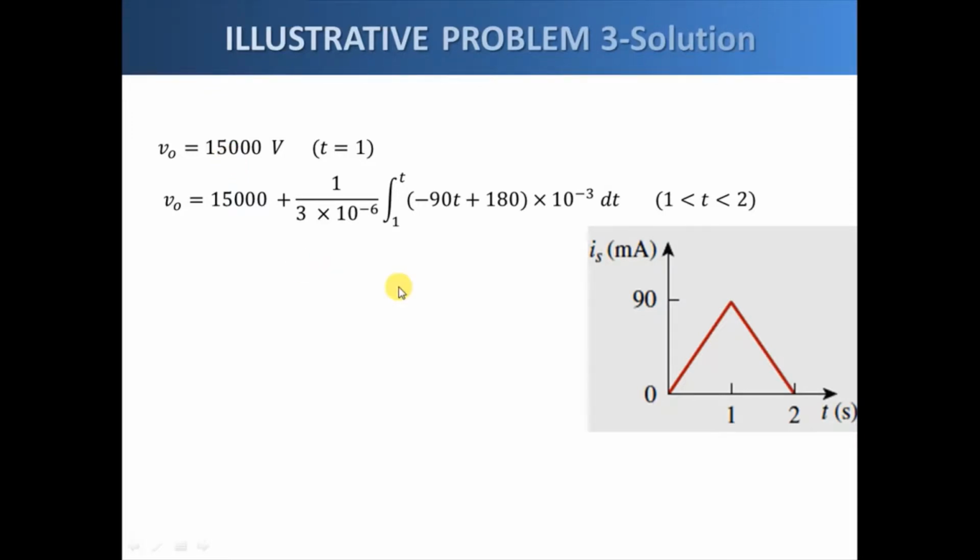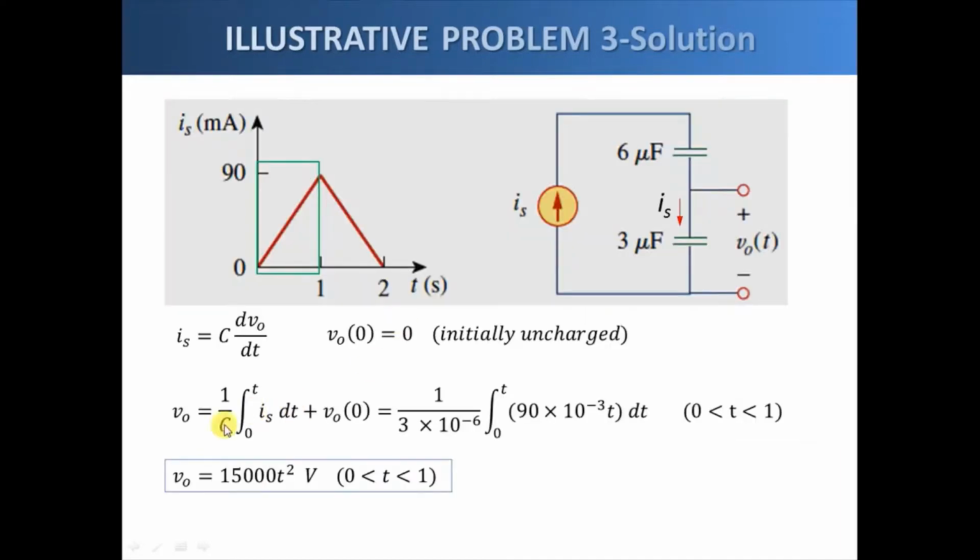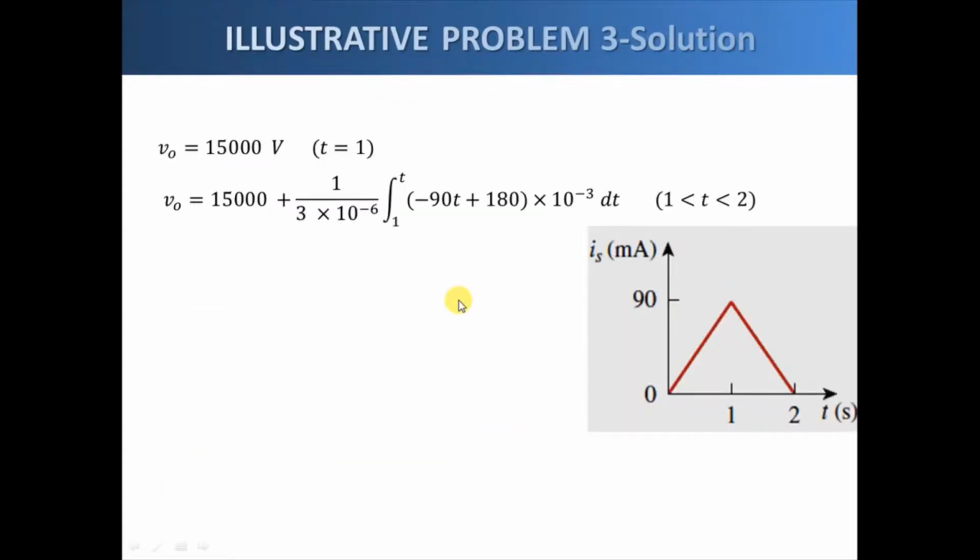Now to get the voltage across the 3 microfarad capacitor between 1 and 2 seconds, again, we use this formula. But this time we now have an initial voltage, which is the voltage at exactly 1 second. So we have an initial voltage of 15 volts, so it is not zero, plus the accumulated charge between 1 and 2 seconds. So let's integrate it between 1 and t, where t is between 1 and 2 seconds.